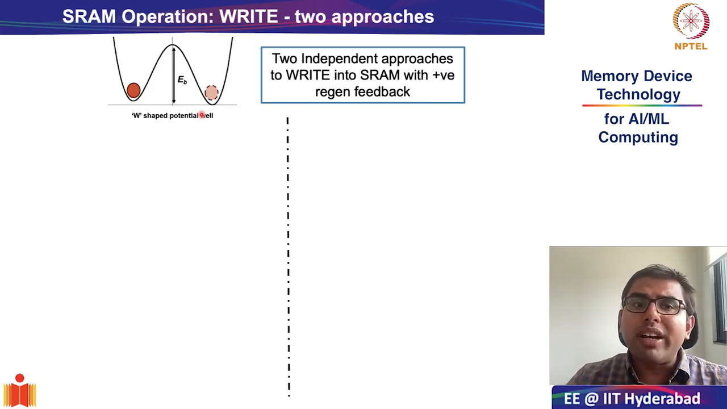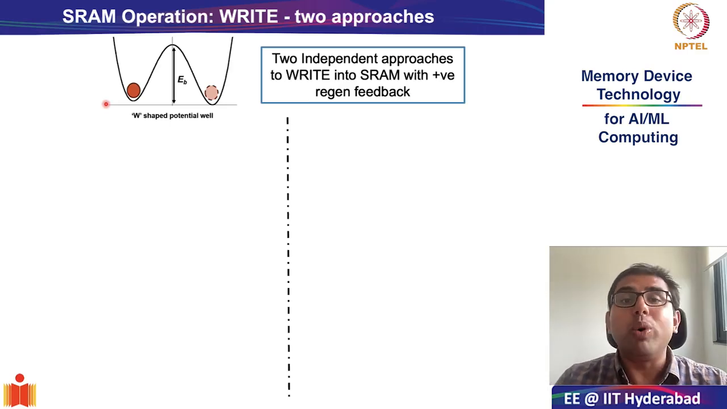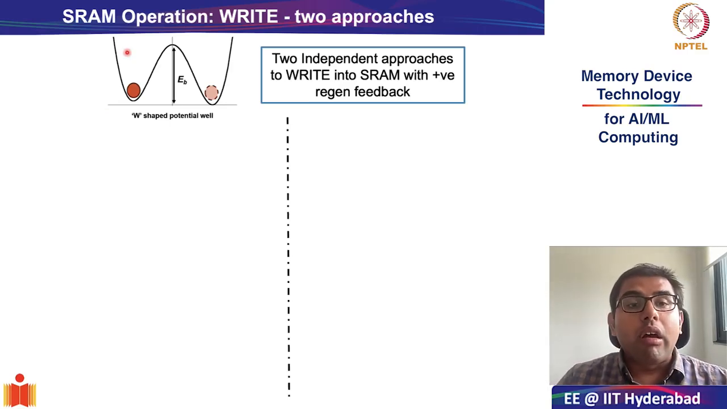Now, what are we trying to do in the write operation of an SRAM cell? Remember, I was always encouraging you to analyze the SRAM cell in the form of a double potential well, or a W-shaped potential well.